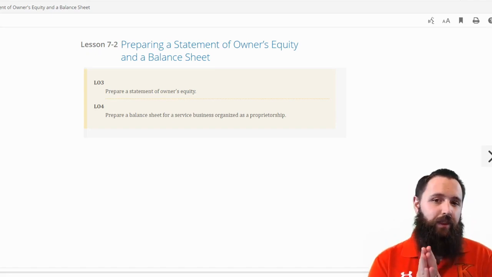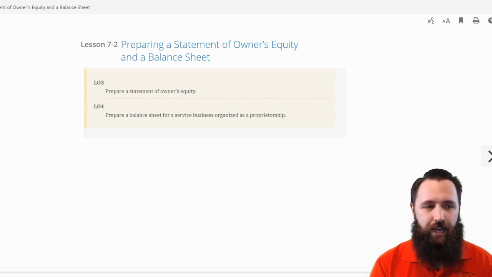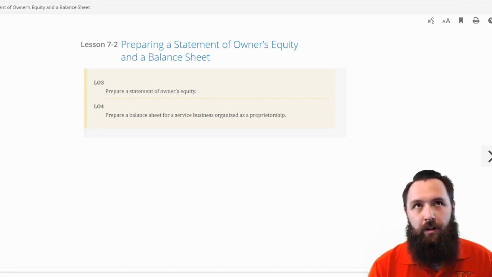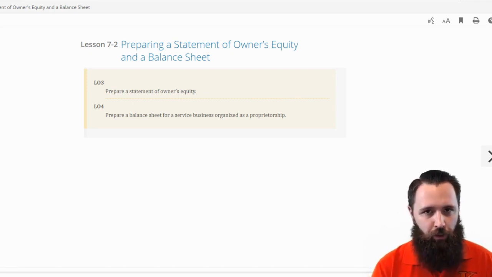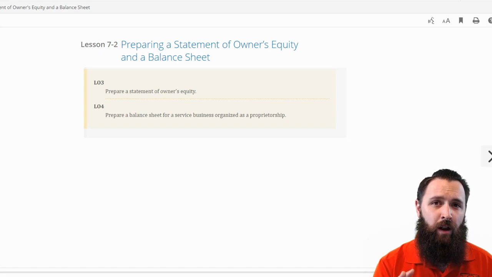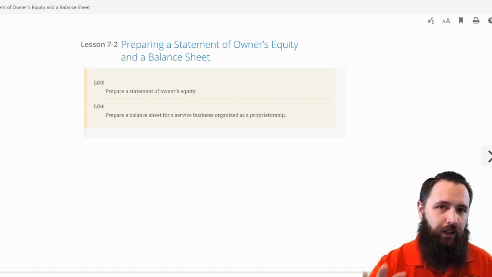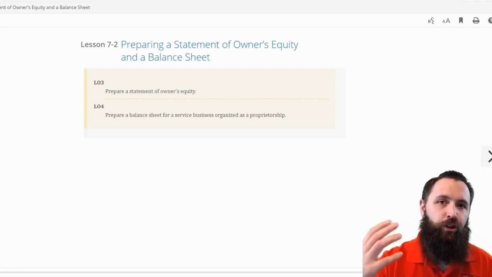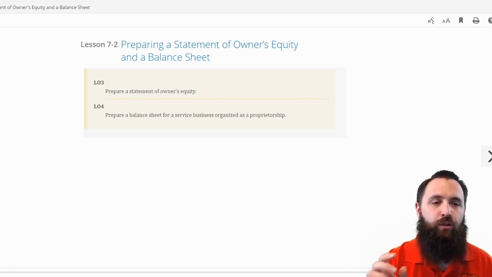On the test, I want to talk about the test for a second. Today we're going to prepare this statement of owner's equity. On the test, you're not going to prepare a statement of owner's equity, but what you're going to use is the owner's capital number that you calculate out in the statement of owner's equity. We're going to figure out what the new owner's capital number is, and you use that on the test.